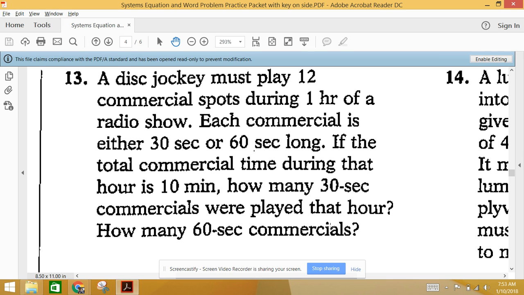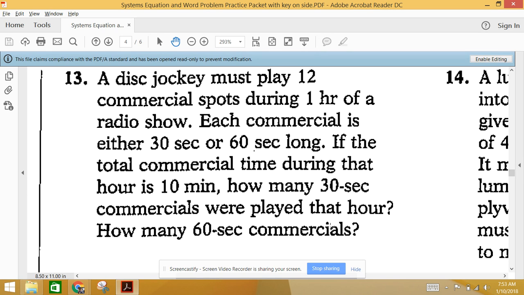Number 13 from the 4.3 packet got nominated by several people, so I'm going to go ahead and work it out. I can see several places where you could have pitfalls. The major place that people have pitfalls on this problem is not keeping track of the fact that time is done in different types of units here.